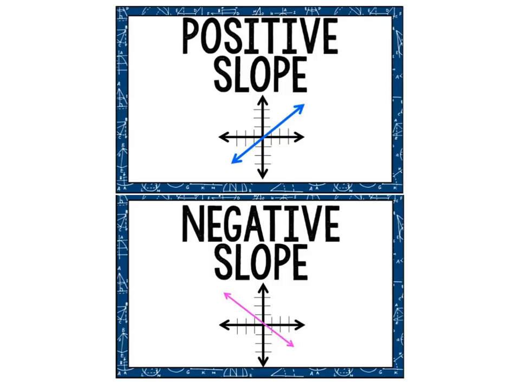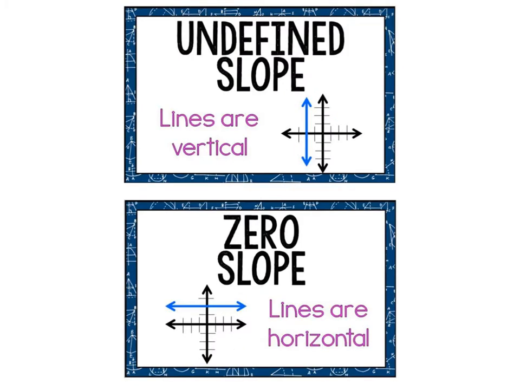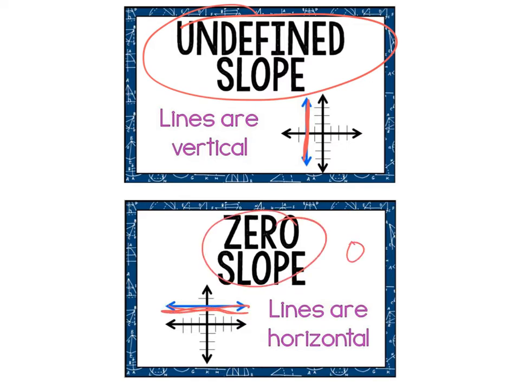All right, so there's positive slope and negative slope. If your slope runs up to the right like this, that is considered a positive slope. If it runs down to the right, it is a negative slope. If it is a vertical line, it's undefined slope. If it's a horizontal line, your slope is 0, the number 0.